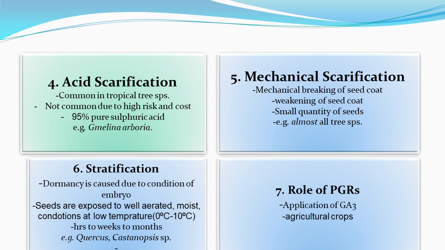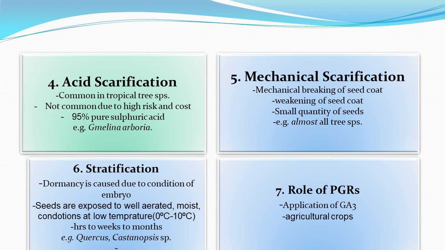And finally, the simplest method, which can be widely applied to all types of agricultural crops, to plenty of seeds, to all cereal crops and all pulse crops, is the utilization of PGRs, plant growth regulators. The utilization of plant growth regulators to break seed dormancy is the simplest and most practical method to achieve seed germination.